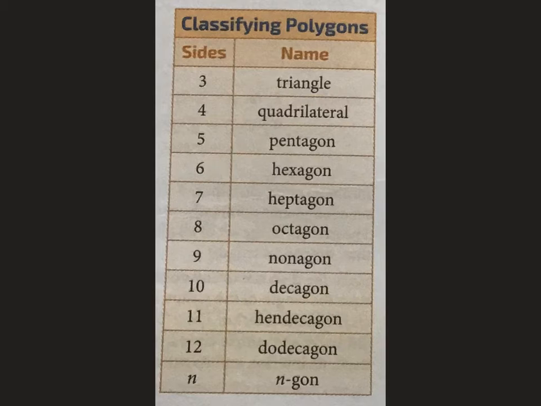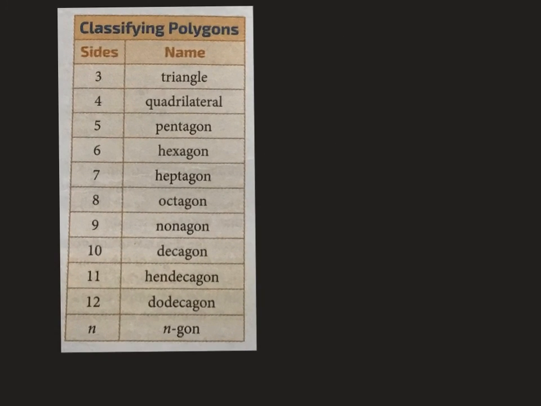And anything bigger than 12 is just an n-gon, like n being the number of sides. So say we have a 15-sided polygon, right? I'm not going to draw a 15-sided polygon, but that would just be a 15-gon. If we had a 100-sided polygon, it would be a 100-gon. So you will be expected to know these for your test, so make sure that you study them.